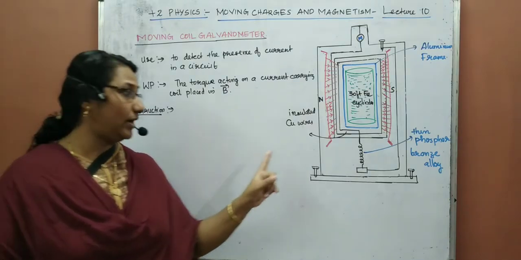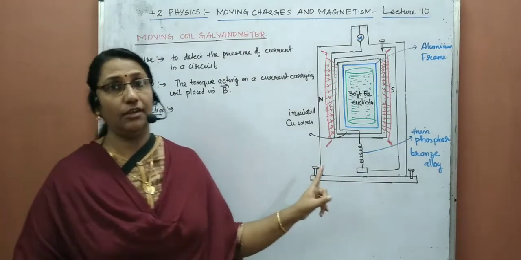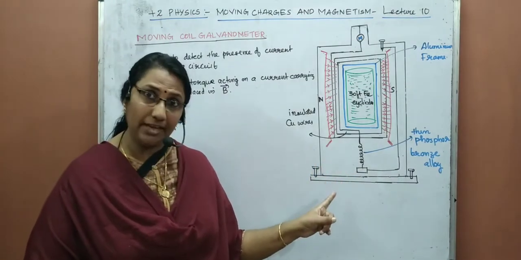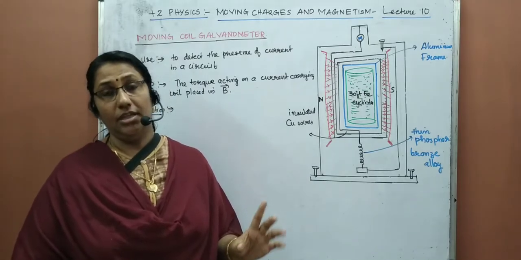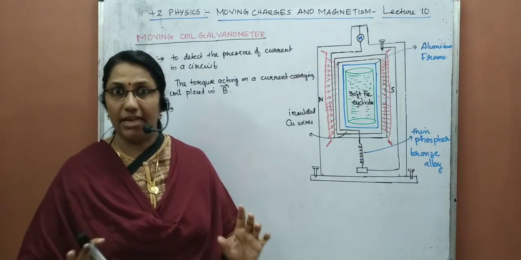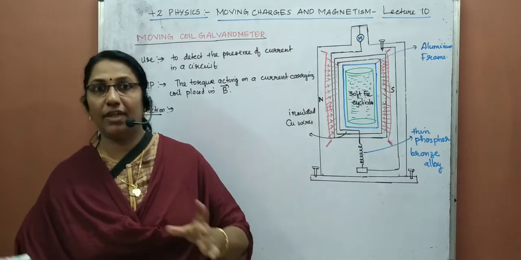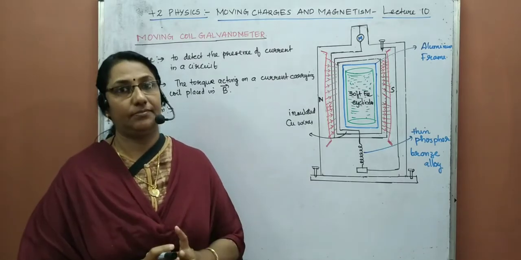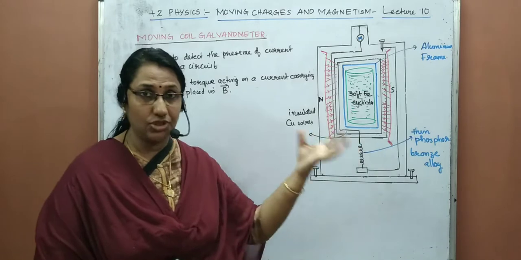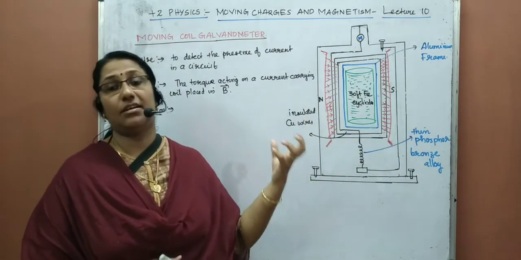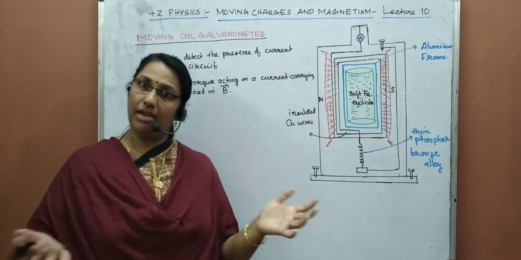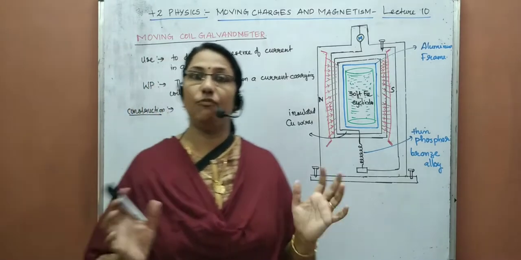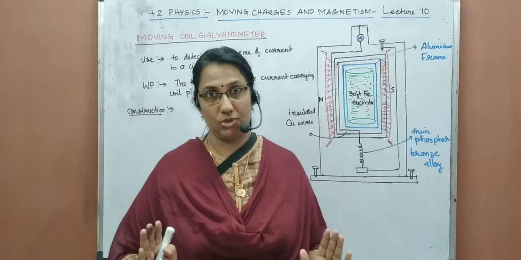One end of it is connected to a thin phosphor bronze alloy spring, and the other end is connected to a plane mirror. The whole arrangement is kept inside the strong magnetic field of a powerful magnet. And the soft iron cylinder is used in order to concentrate the radial magnetic field provided by this magnet. Then the whole arrangement is kept inside a wooden box with the front glass windows.